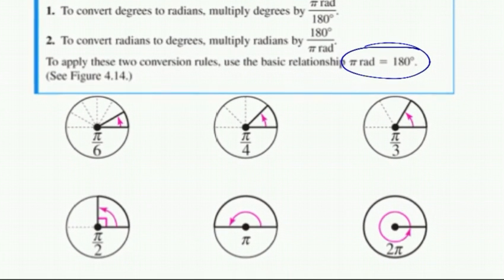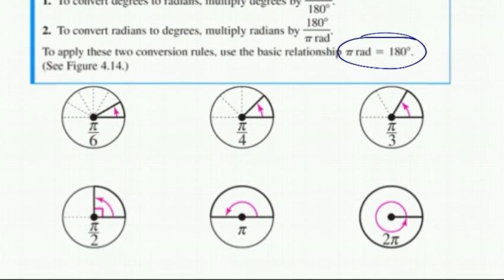So taking a look at these examples down here, I want us to do all 6 of these. We're going to do probably 2 of them right now, and then I'll have you do the other 2 alone. Pi radians, this one right here, is the same as 180 degrees. It's half of a circle. Now everything else is related to that.